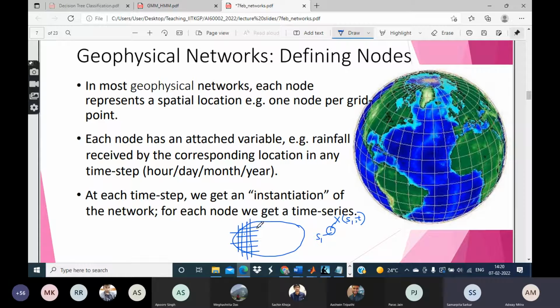And if you focus your attention on one single node, which is associated with a location, over time you will see a time series of values associated with that node. So given this kind of a network, you can either look at it spatially, that is, at any given time you are looking at the different nodes and the values stored in them, or you can look at it temporally, where you fix your attention on one or a set of nodes and see how the values stored in them change over time.